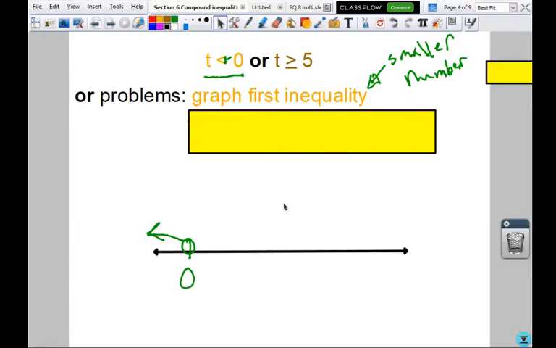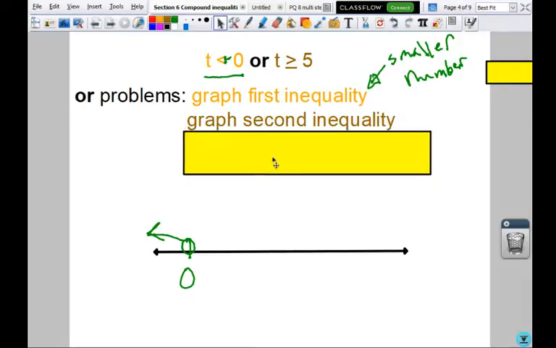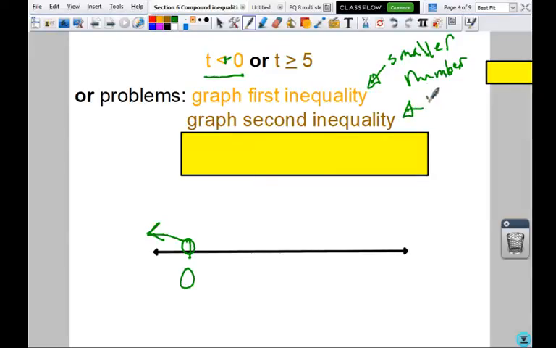After that, I'm going to graph my second inequality. When I say second, I mean the bigger number. So I'm going to graph my bigger number on the right.